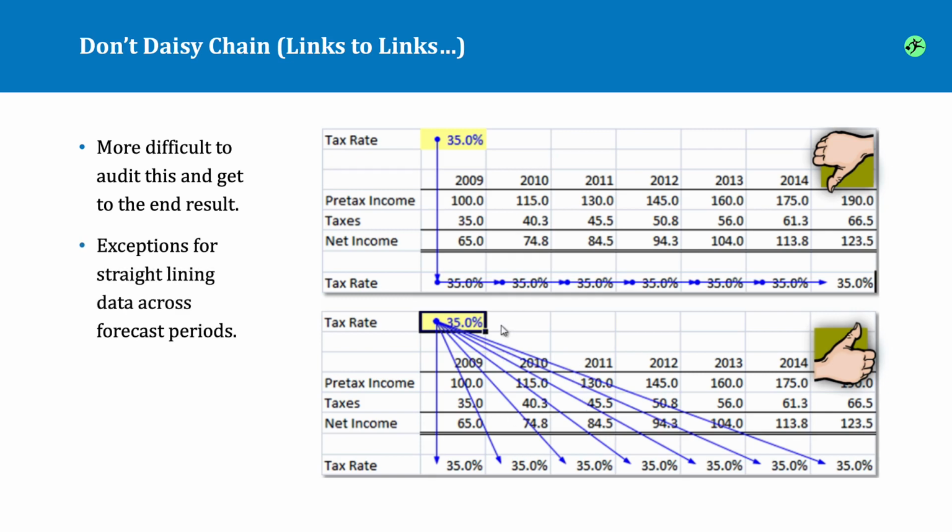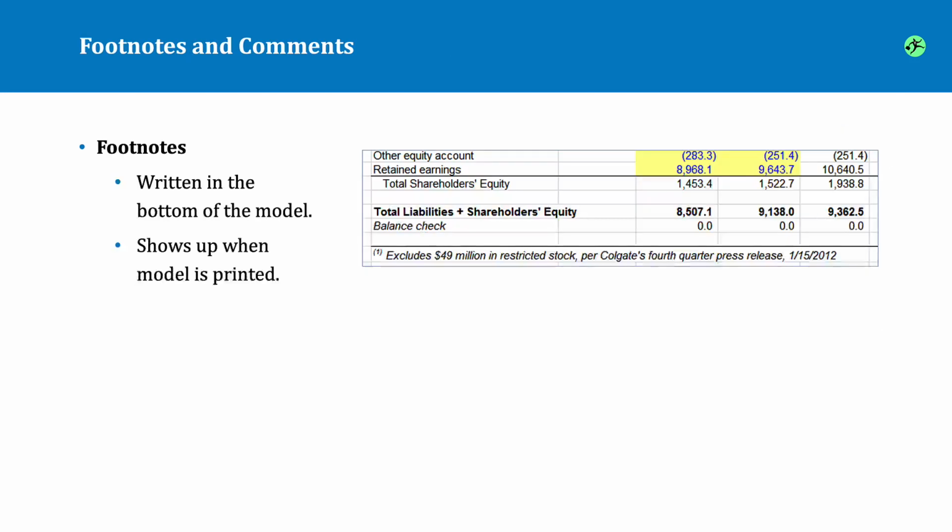The only exception is when you're straight lining data across forecast periods. We're going to do that a lot when we're building our financial statement model, so we're actually going to deviate a little bit from this. When we straight line historical data, we will daisy chain. That's the typical exception that you see across financial models.